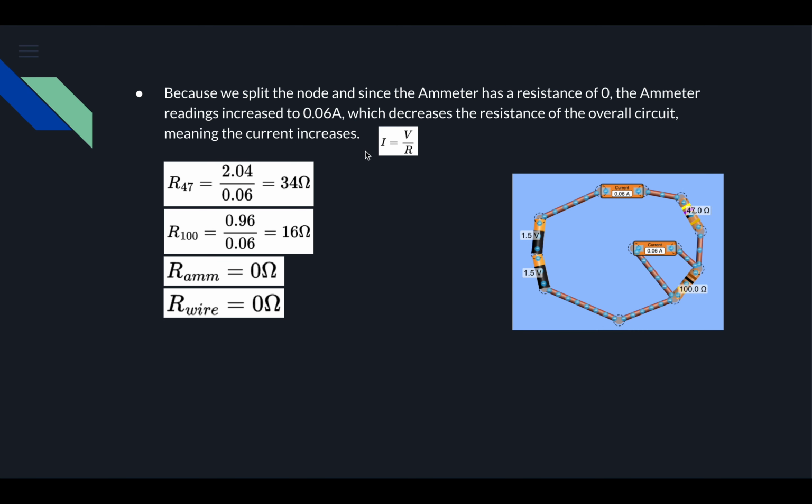Because we split the node, and since the ammeter has a resistance of 0, which would decrease the resistance of the overall circuit, meaning the current increases, the ammeter readings increase to 0.6 amps. And here, using this equation, we were able to determine the values of R for each component, so for both the resistors and for the wires and the ammeters.